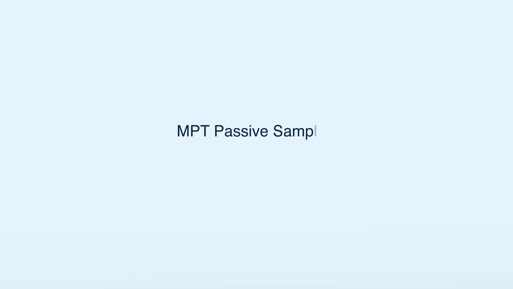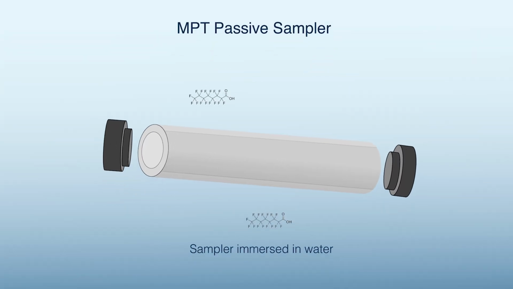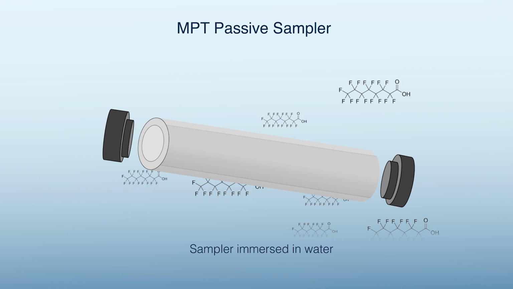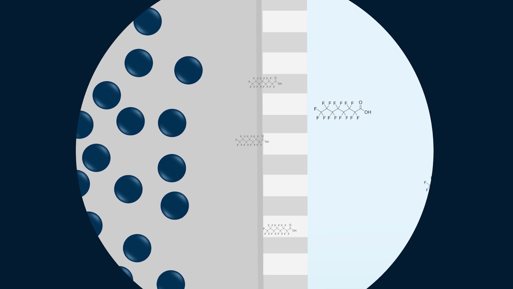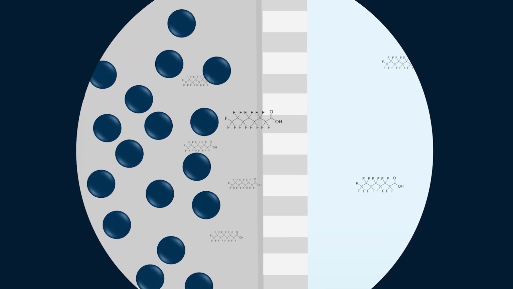The MPT sampler is 4 centimetres in length and is made from microporous polyethylene filled with an anion exchange sorbent inside. PFAS diffuse through the polyethylene tube and effectively sorb onto the sorbent phase inside, collecting them for analysis.